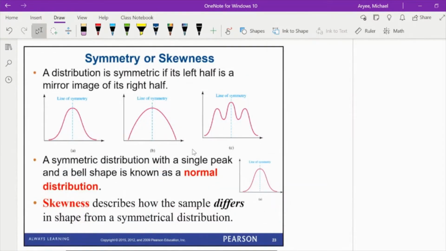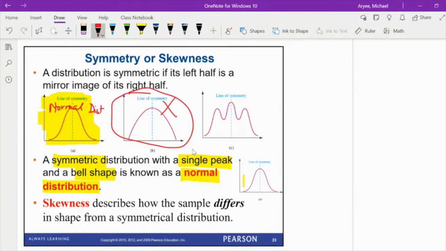All right, so a symmetrical distribution has a single peak, and if a symmetrical distribution has a single peak and is bell shaped, then we call that the normal distribution, right? So this is an example of a normal distribution. There are so many different symmetrical distributions, but the one that we are interested in is the normal distribution. This one is symmetrical, okay, but we are not interested in this type. We are interested in the one that is bell shaped.